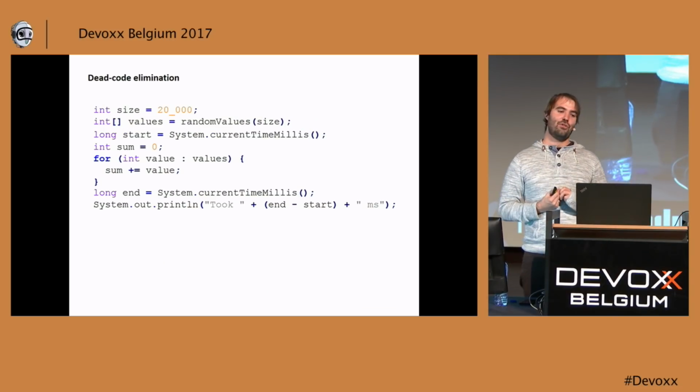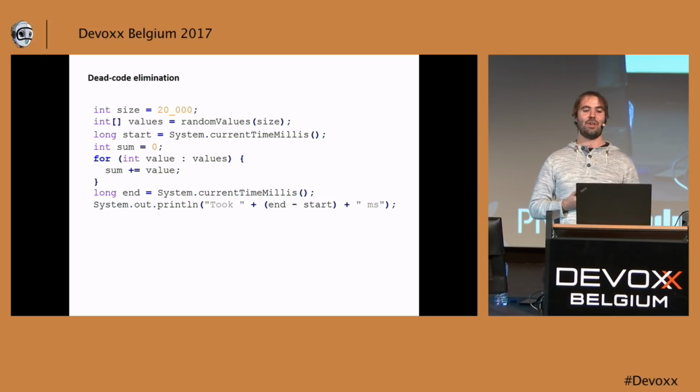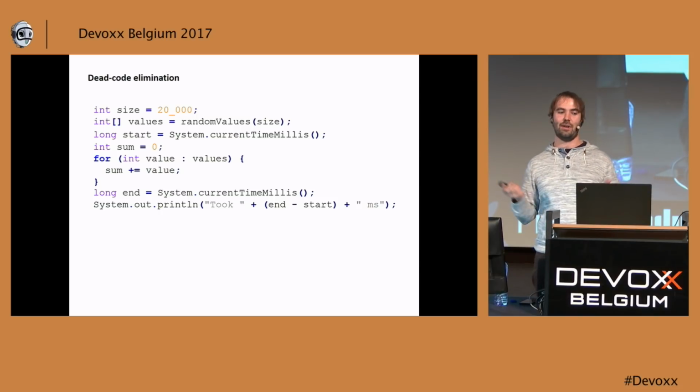Interesting in this context is also code elimination, which is something many people get tricked by. What we do here is write a tiny benchmark where we want to calculate how much time it takes to sum up 20,000 random values. We generate an array with 20,000 values, then we take the time, then we iterate over all values and sum them up. And then we take the time again, and then we print out how long this takes.